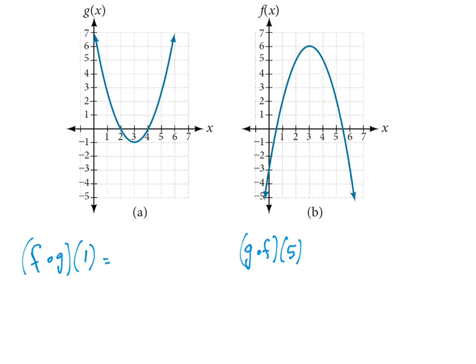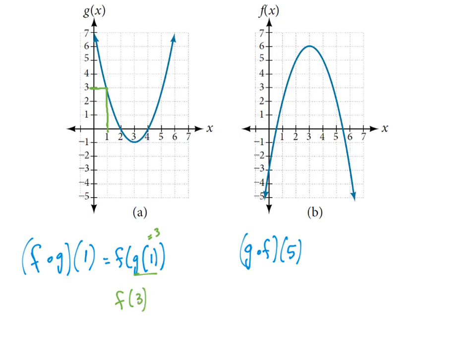So again, f circle g of 1, we can think of that as f of g of 1. So we're going to evaluate g of 1 first. So in the g function, which is on the left, we're going to go to an input value of 1, and the output we get there is 3. So g of 1 is equal to 3, so then let's evaluate f of 3.